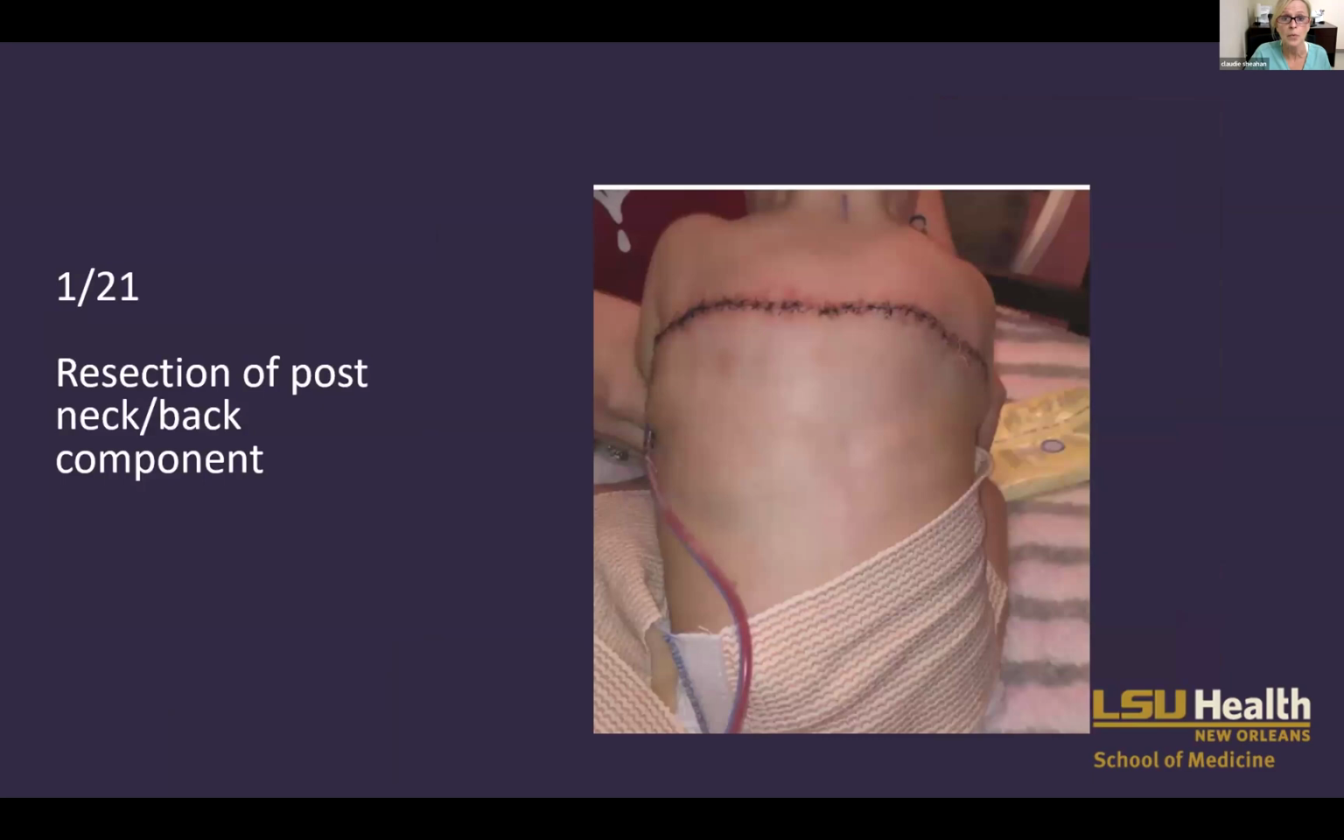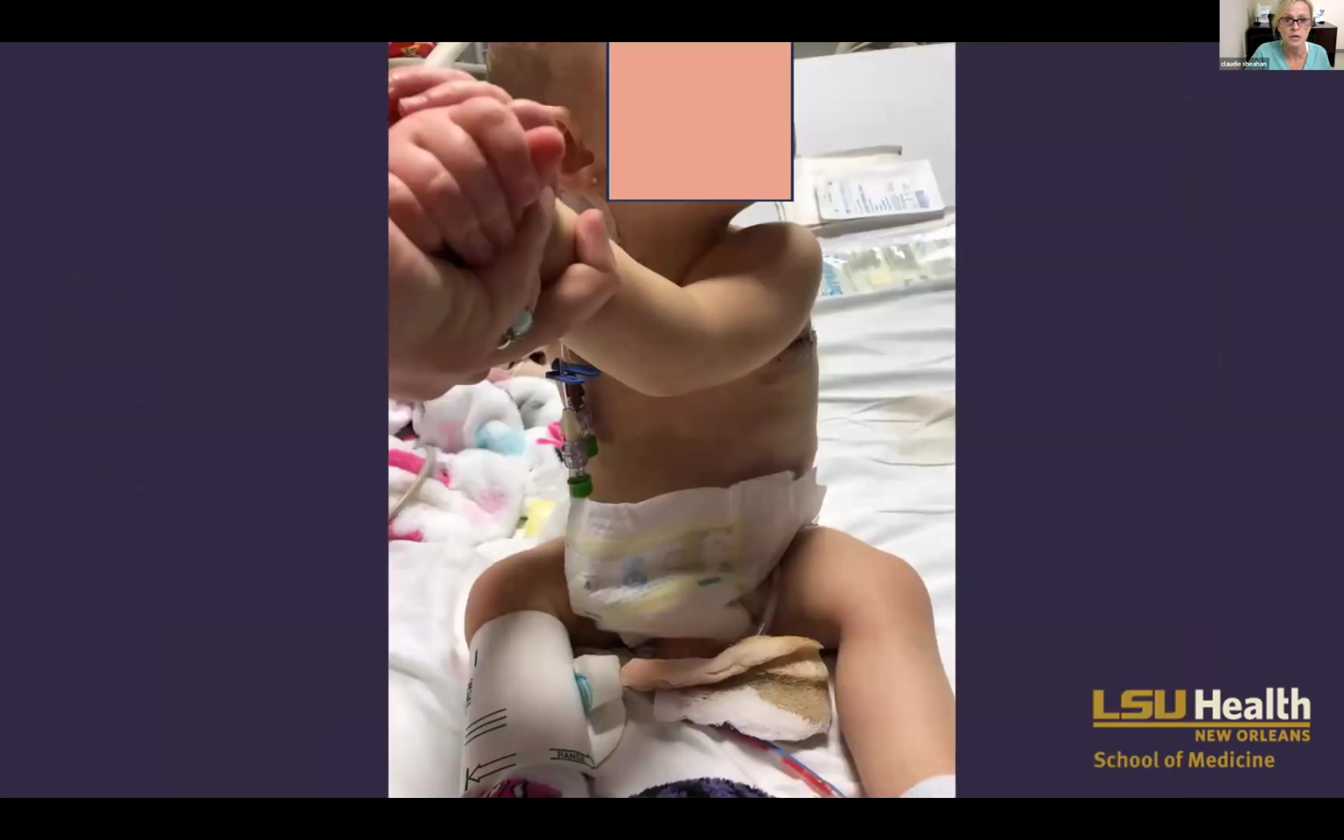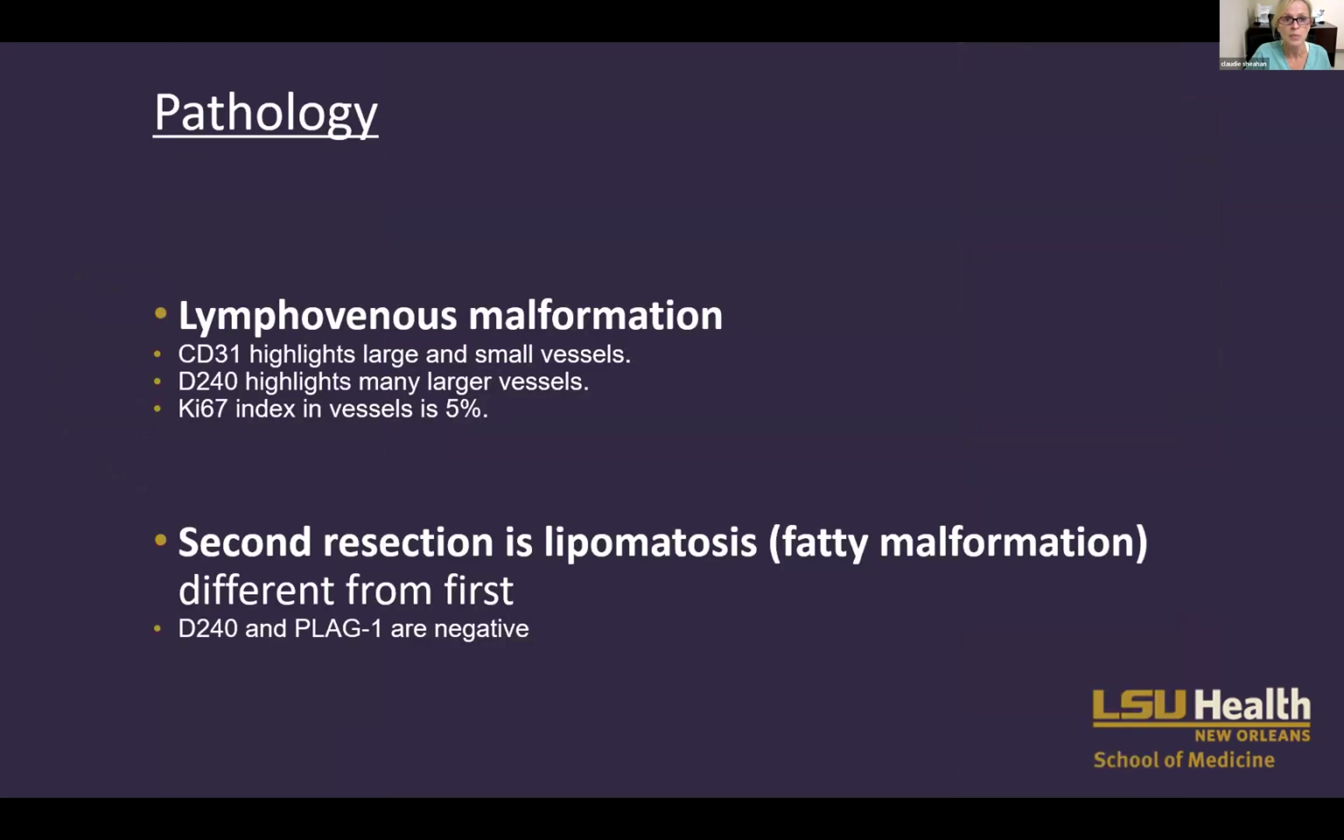You can see at that point, the decision was made to resect the secondary lesion at the posterior back. And again, she did very, very well with this. You can see her here with the drains in. Post-operatively, she did very well. So the pathology, which was what was so interesting, is, these 2 lesions were different. We felt that they were different.